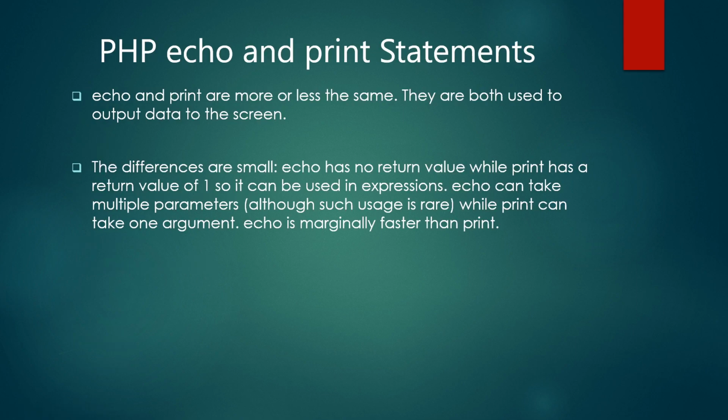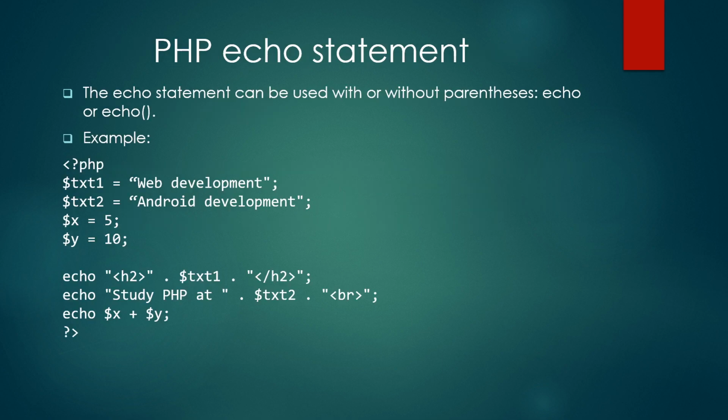Now let's talk about the echo and print statements. Echo and print statements are more or less the same. We have used the echo statement, so we know it is used to output data. But print statements can also be used to output data onto the screen, so you can use either of them. There are not many differences between these two, but echo is marginally faster than the print statement. That's why many times programmers tend to use echo rather than print. This is the only reason. Otherwise you can use either of the two, it doesn't matter.